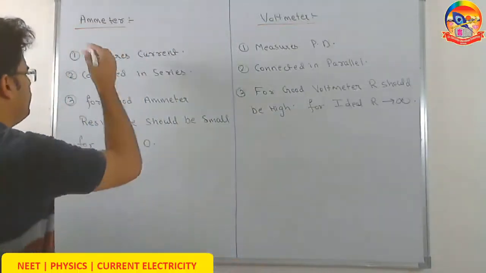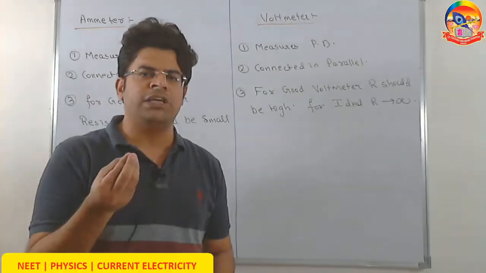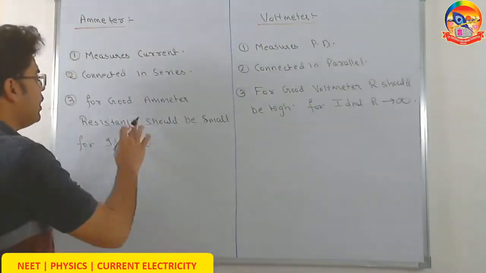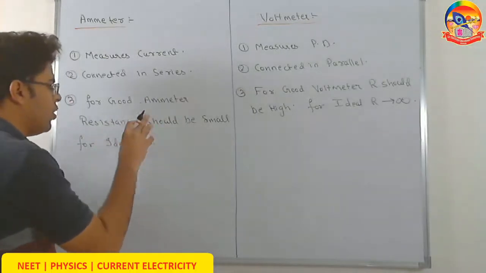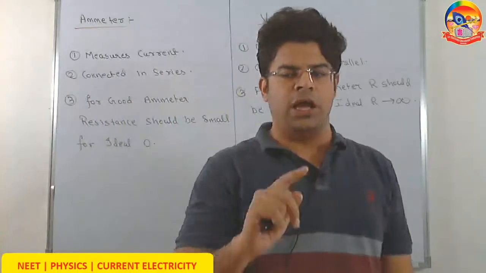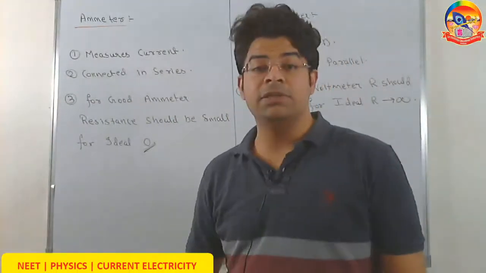So, let us first talk about ammeter. Ammeters, as the name suggests, are devices which are used to measure current. They are connected in series. A good ammeter should have small resistance. The smaller the resistance, the better is your ammeter. For an ideal ammeter, the resistance should be 0.